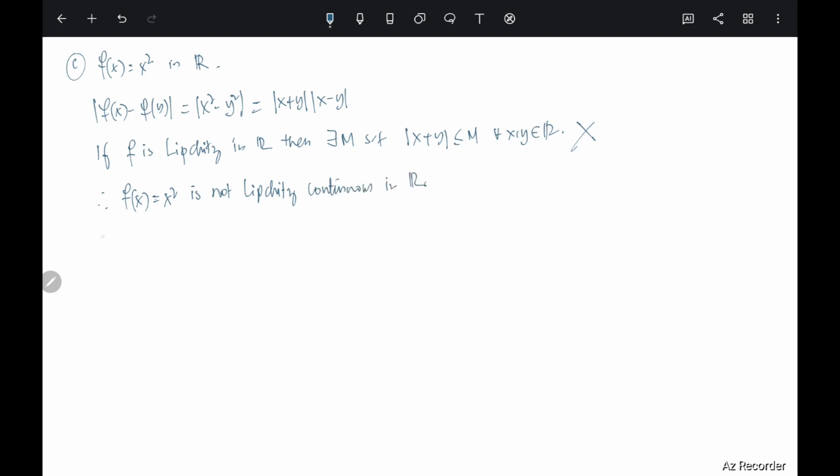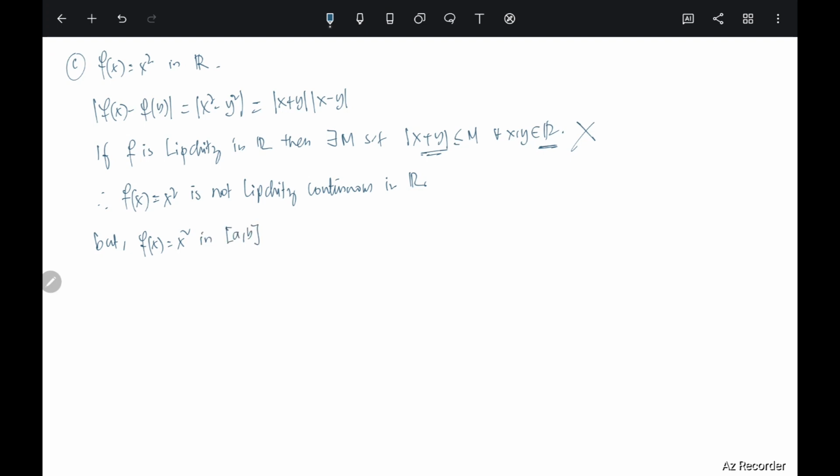But you see here the problem is this: I am choosing x, y from R, right? And R is unbounded. So essentially, that is the problem, that we cannot bound it with a uniform constant. But if you are choosing f from a bounded set, so basically let's say f of x equals x square in a closed bounded set [a, b], let's just choose it like this.